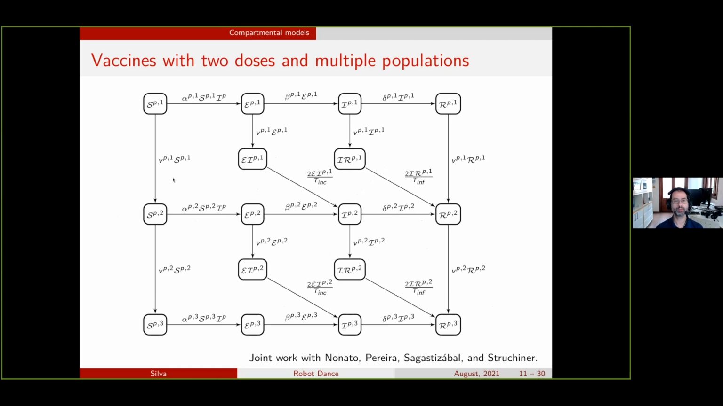So here, we have a population that has this SEIR model, but we divide the population in 3 subgroups that represent the state of that population with respect to the vaccination campaign. So in the first group, the person didn't receive any vaccine. In the second group, they already received the first dose. And in the third group, they already received the second dose, so they are fully vaccinated.